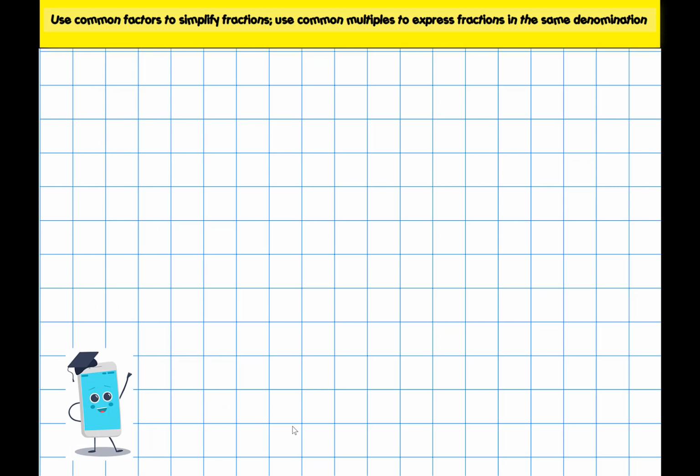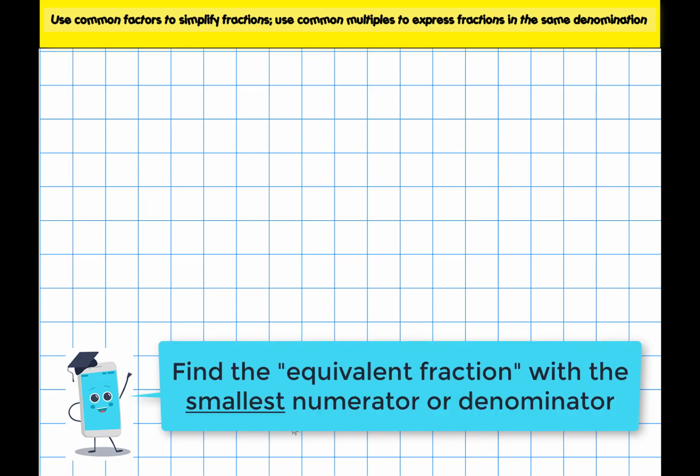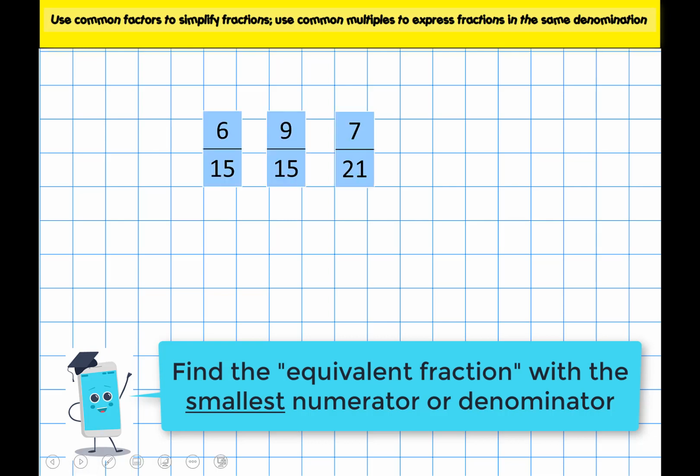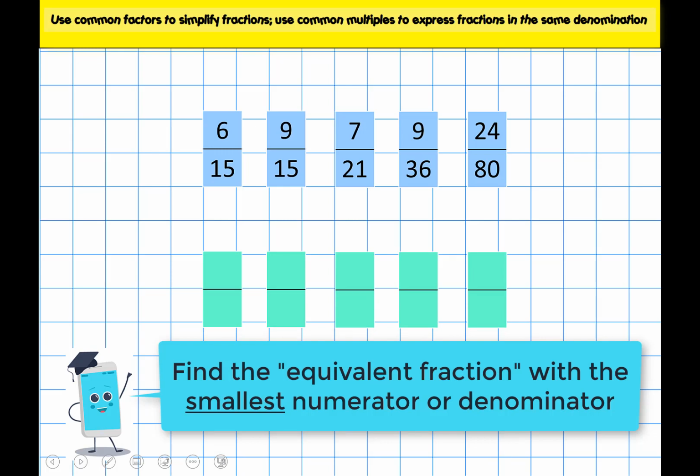When simplifying fractions, you are basically finding equivalent fractions, but you are finding the smallest equivalent fraction, or the equivalent fraction with the smallest numerator and denominator that you can find. Let's have a look at some examples. So I have 5 fractions and I want to find the simplest equivalent fraction.